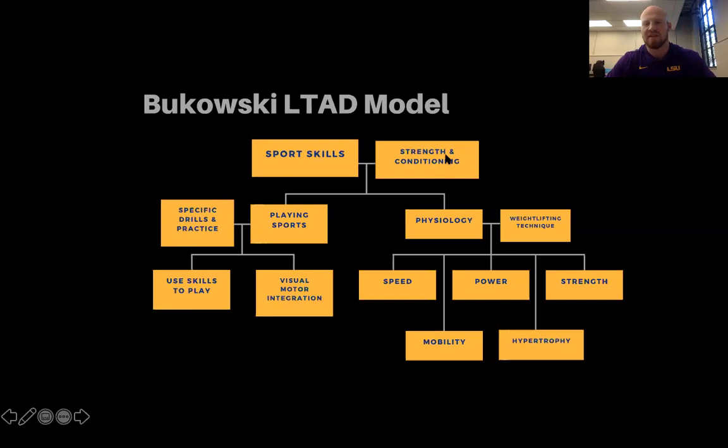And then for the strength and conditioning periodized program, we'll develop physiology, things like speed, power, strength, mobility, and hypertrophy. We'll also do that with weightlifting technique, which will be important later on as we want to develop into a complete athlete. The combination of these two is what's going to be important for our long-term athletic development model. It's the combination of sports skills and strength and conditioning.